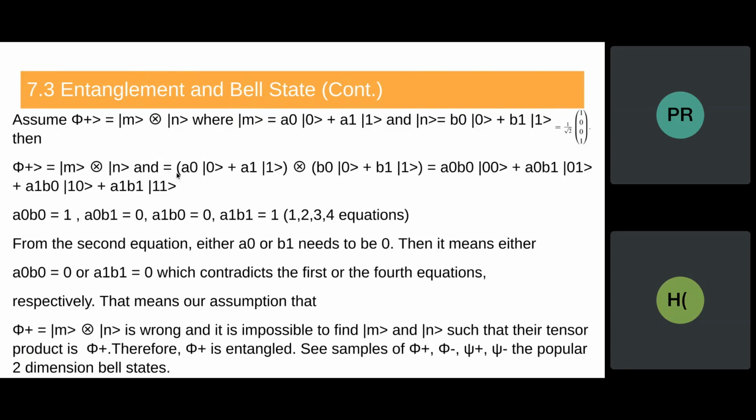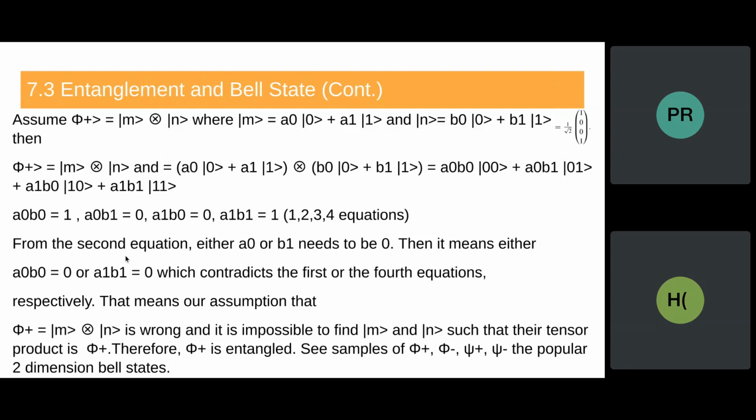So here is the computation which is shown: phi plus equal to ket m into ket n is equal to, as we said, A0 ket 0 plus A1 ket 1 and B0 ket 0 plus B1 ket 1, these two m and n. So if you multiply, you get the product. So basically A0 B0, A0 B1, A1 B0, and A1 B1. So for these four equations to be solved, we must have A0 B0 equal to 1, A0 B1 equal to 0, A1 B0 equal to 0, A1 B1 equal to 1.